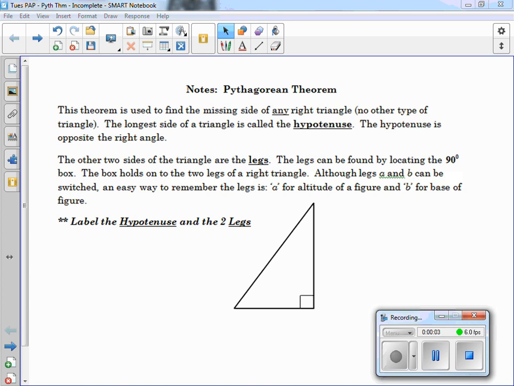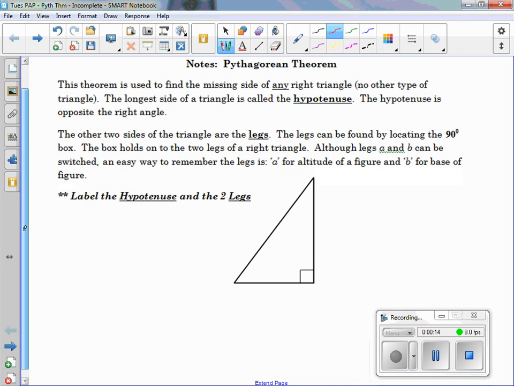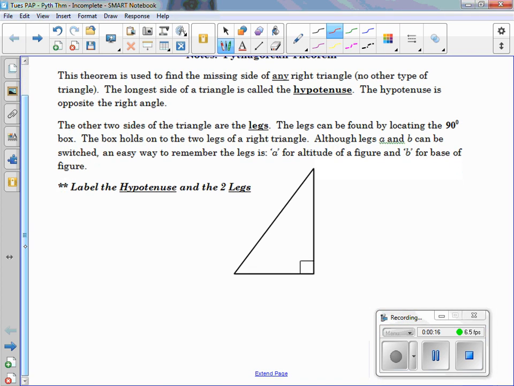So this lesson is for the Pythagorean theorem, and this theorem is what you've been researching the past couple of days through your activities. It's used to find the missing side of any right triangle, not any other type of triangle. The longest side of a triangle is called the hypotenuse, and the hypotenuse is opposite the right angle.